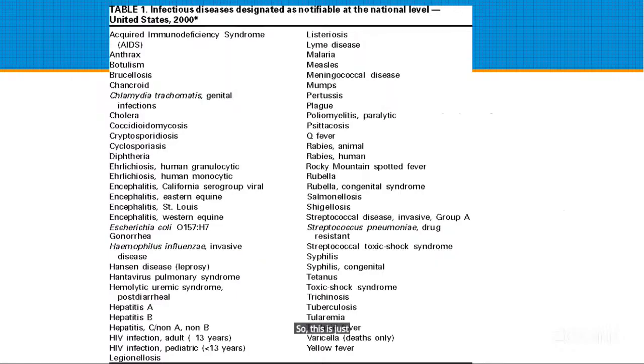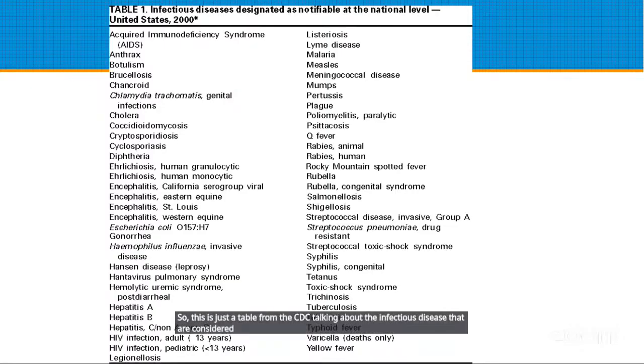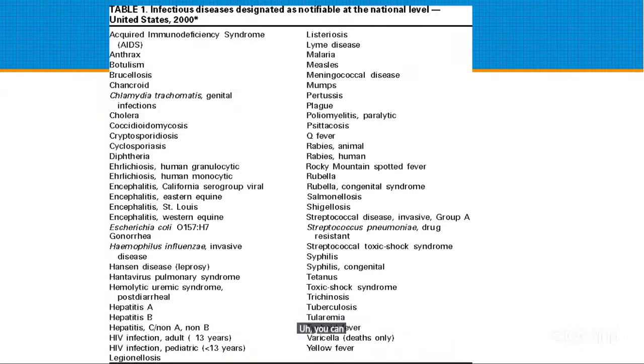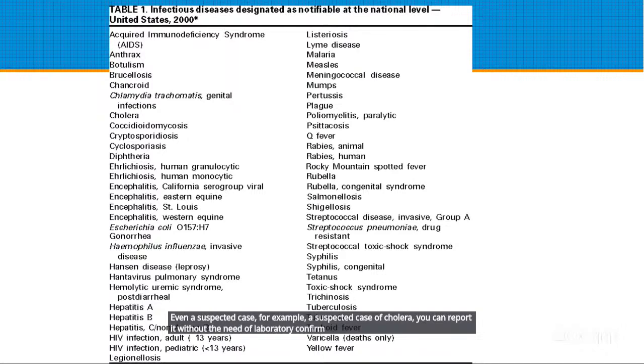This is a table from the CDC showing the infectious diseases that are considered notifiable. You can see it's a huge list, and it may not be exclusive. One more thing: you don't have to diagnose the disease with a lab. Even for a suspected case, for example a suspected case of cholera, you can report it without the need for laboratory confirmation.